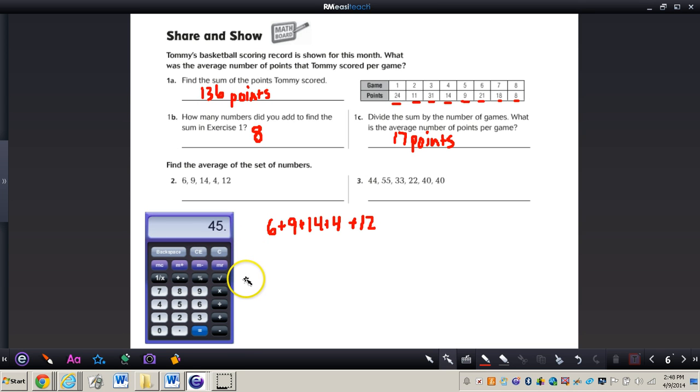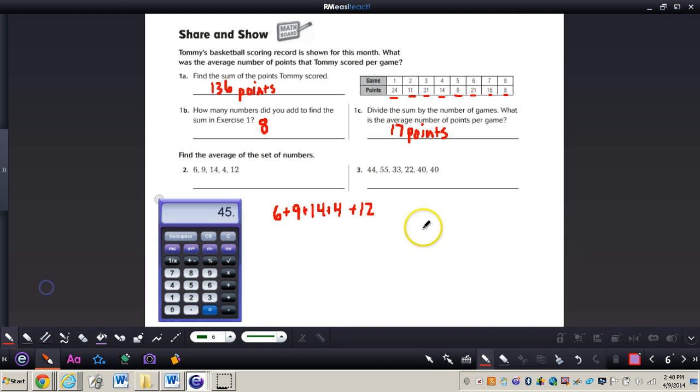Now we take that 45. It's going to equal 45 here. And we're going to divide it by 1, 2, 3, 4, 5, the amount of add-ins I have here. So 45 divided by 5 will give me 9. And when I have that number right there, the average of this set of numbers is 9.